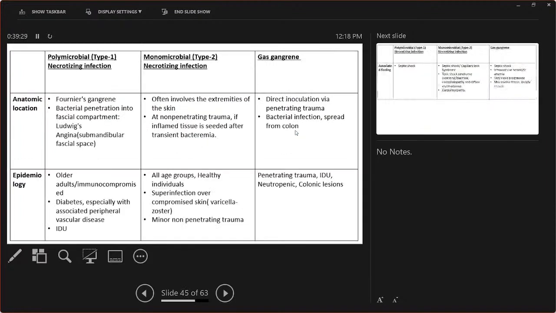The anatomical location of polymicrobial is Fournier's gangrene, Ludwig's angina, any involving genitourinary space, oral mucosa, whereas type 2 involves the extremities and skin, associated with non-penetrating trauma. In case of gas gangrene, it is traumatic deep penetrating injury. Epidemiology: type 1 is associated with immunocompromised patients. In type 2, it is all age groups, healthy individuals with minor non-penetrating trauma.